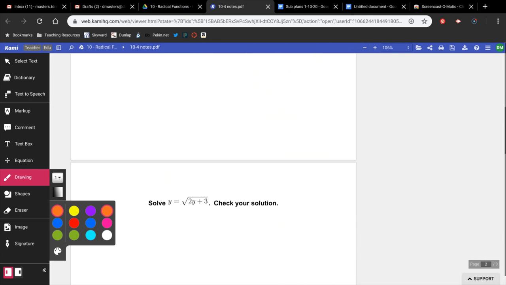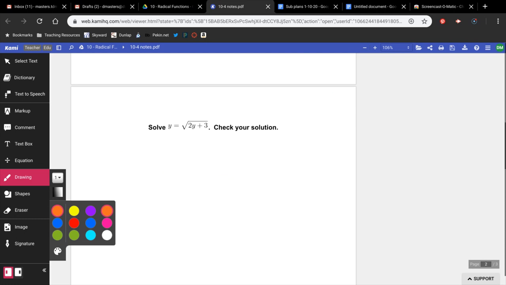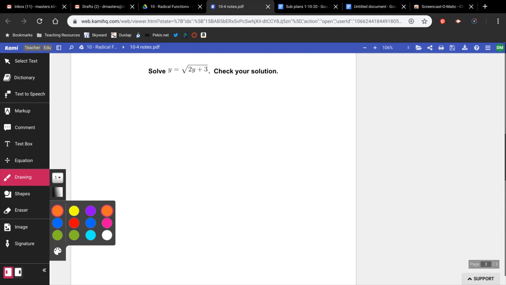Okay, now that you guys are ready to move on, we're going to come down to the next example here. We've got another equation. This time is y equals the square root of 2y plus 3. So we're going to follow the same steps we did before. First off, we got to see if that radical is isolated, and in fact it is. It's by itself already. So we're ready to square both sides.